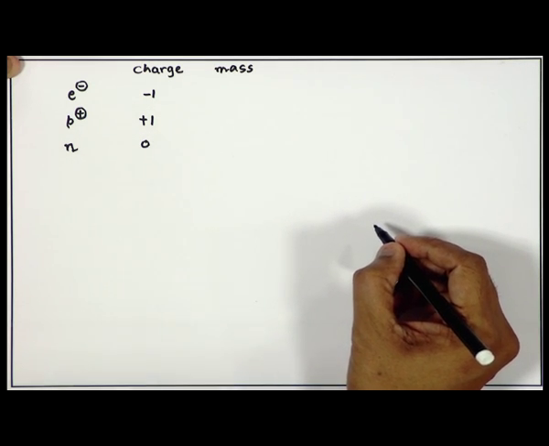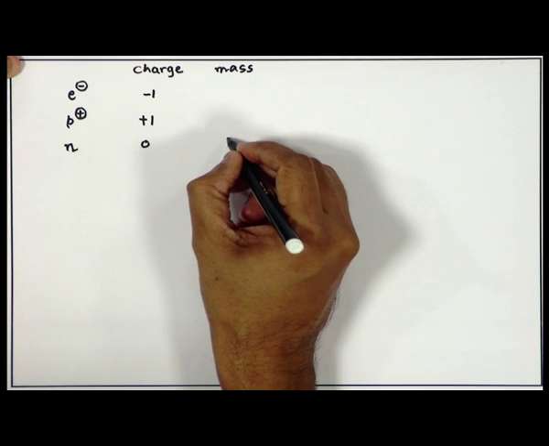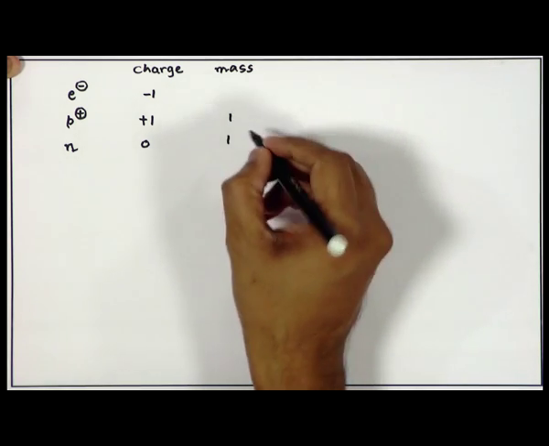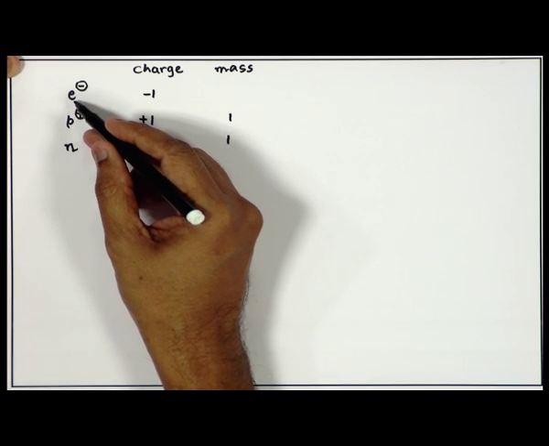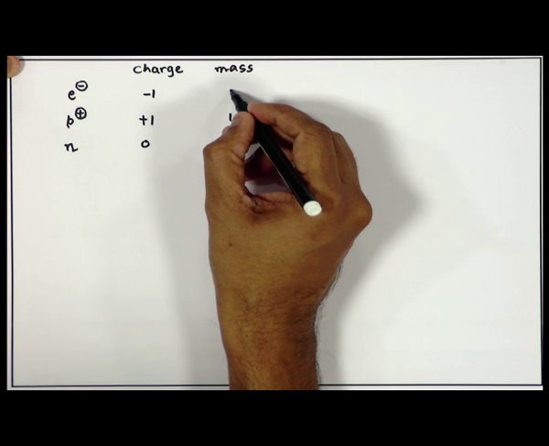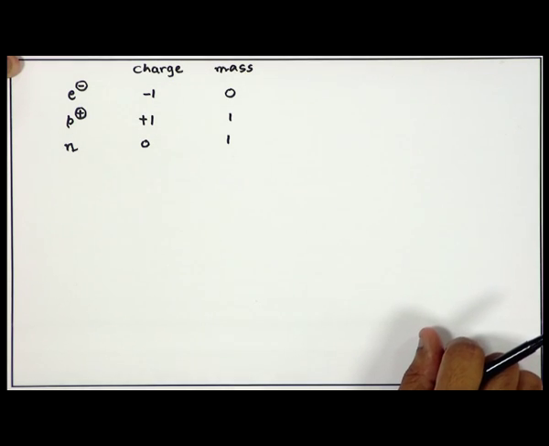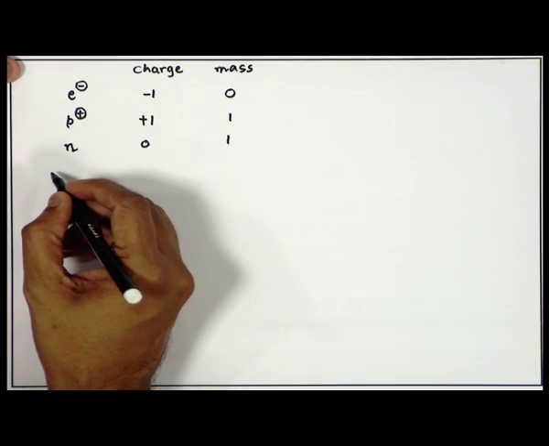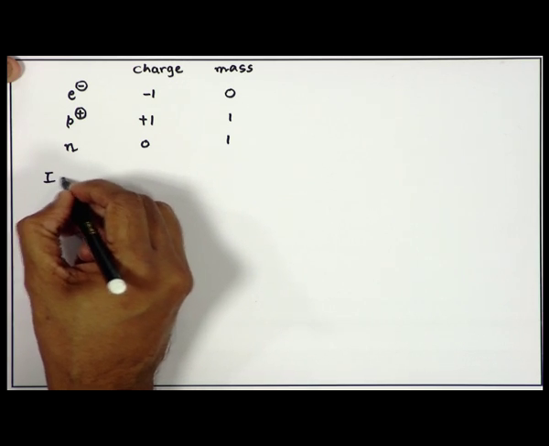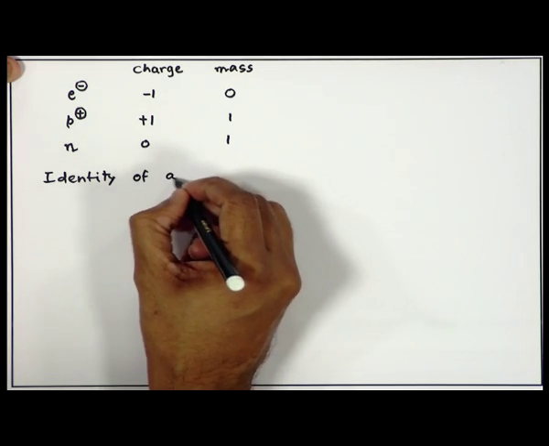When you look at the mass, we got to know that the proton and neutron have 1 AMU mass each, roughly equal. Compared to the mass of the neutron and proton, the mass of the electron is negligibly small. Therefore, we took it as 0. So, this is the charge and mass scenario of our subatomic particles. Using these 3 subatomic particles, we will try to identify atoms. We will now spend some time discussing and establishing the identity of an atom.